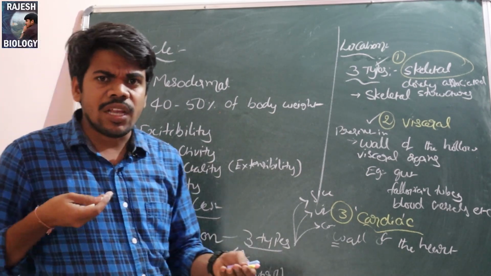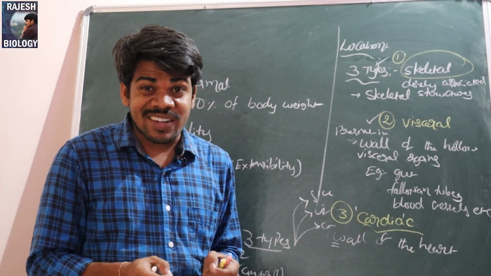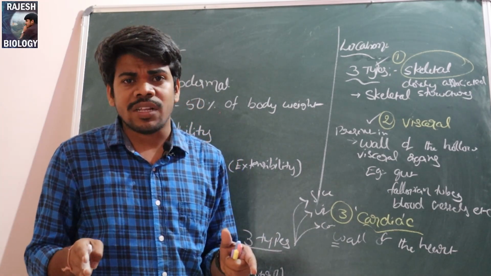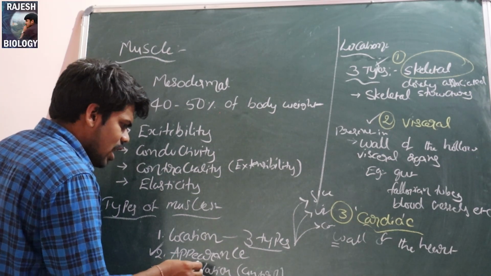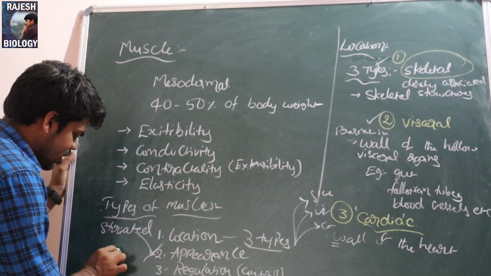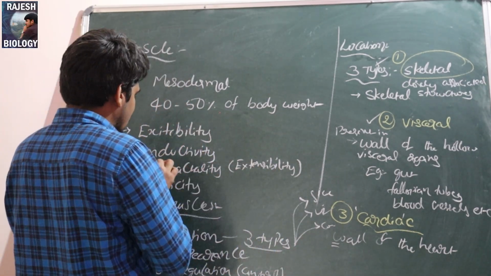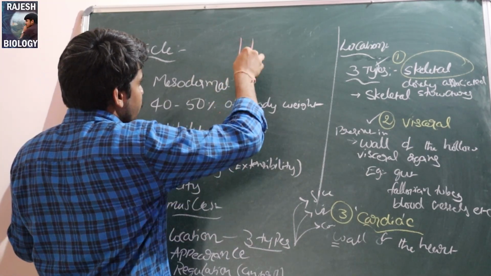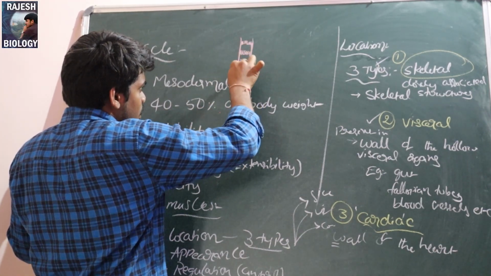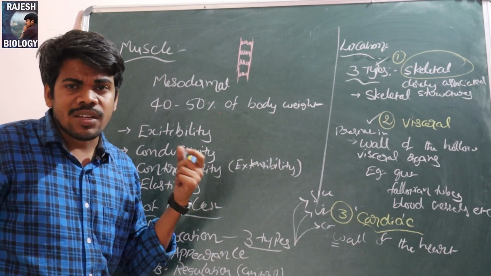Now come to appearance. If we take a sectional cutting of the muscle and observe that muscle tissue under the microscope, if it gives a striation appearance, if striations are there, they are called striated. If the striations are not present, that is unstriated. So based on the appearance, there are 2 types of muscles: striated and unstriated. I will draw here how the striated muscle looks. The striated muscle fibers are like this. Alternate dark and light bands are present on the muscle fiber. This type of structure is called striated appearance, striated muscles.